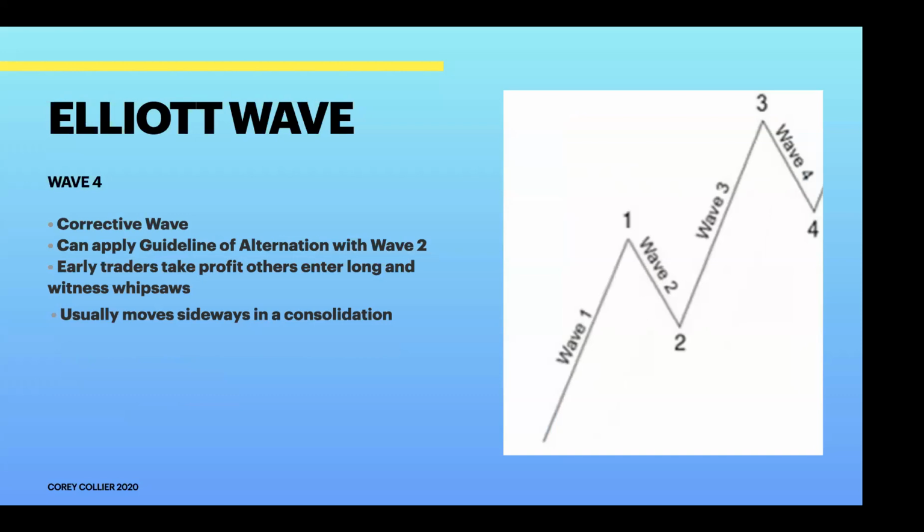Wave 4, guys. Wave 4 is another corrective wave. Now, since we've seen wave 2, we can have some type of expectation of wave 4 by applying the guideline of alternation.